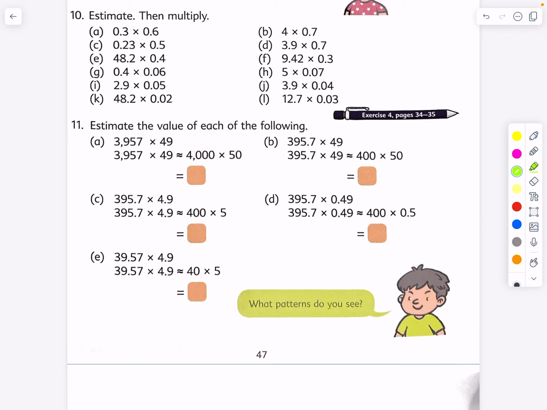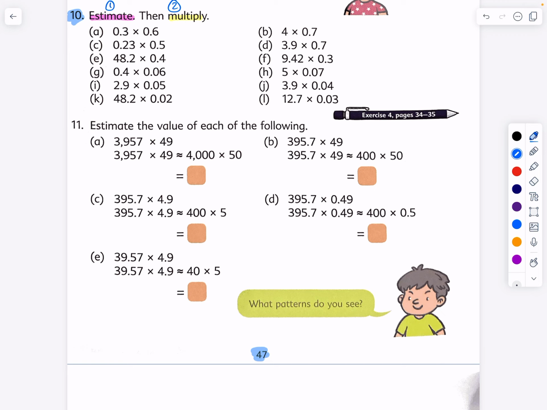Hello, hello. Let's take a look at more examples that we can solve today by practicing multiplication of decimal by decimal. We are on page 47 and we're going to solve number 10. Notice in number 10 we have two tasks. We first have to estimate and then the second job we have to multiply. So we have a two-step calculation. Let's learn to estimate multiplication of decimals.